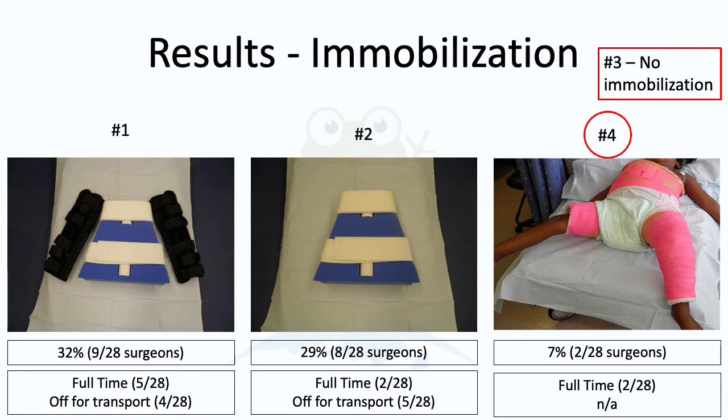Surgeons also identified the frequency or how often this would be used and whether it could be removed at times, such as for transportation. You can see that a smaller portion of surgeons stated that the immobilization needed to be on full time, and then it could, for a small number of surgeons, also be considered to be removed for transportation.